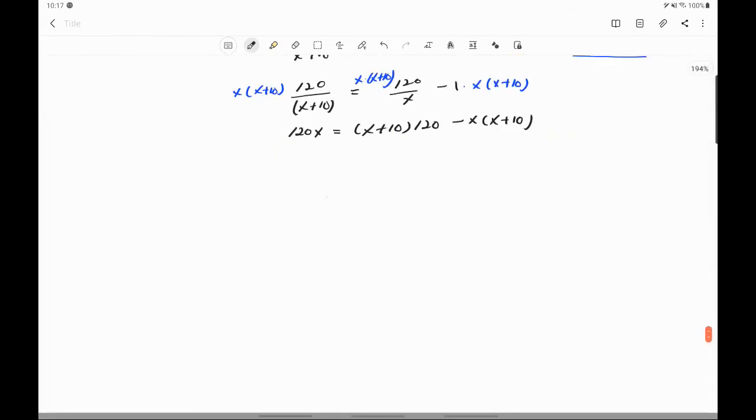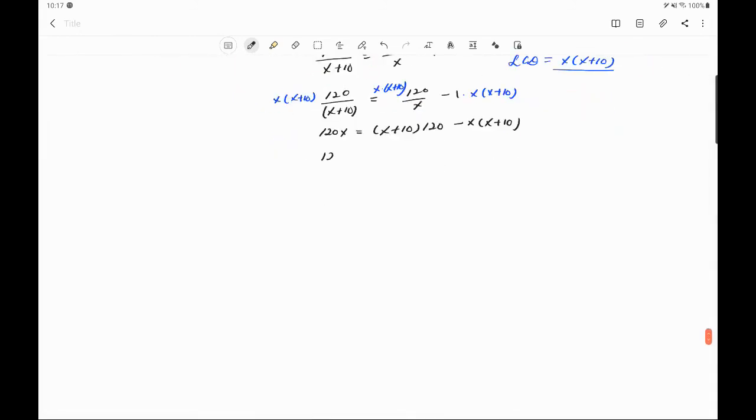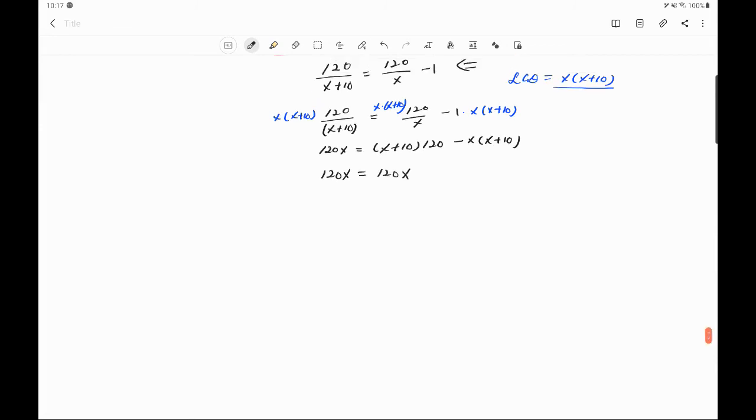All right, then let's simplify this. So 120x equals 120x plus 1200 minus x squared minus 10x. Then minus 120x, so move 120x to the other side. Then we have 0 equals 1200 minus x squared minus 10x. Let's move everything to the left so that we have a positive x squared term. Then this becomes x squared plus 10x, and positive 1200 becomes negative 1200, equal to 0.